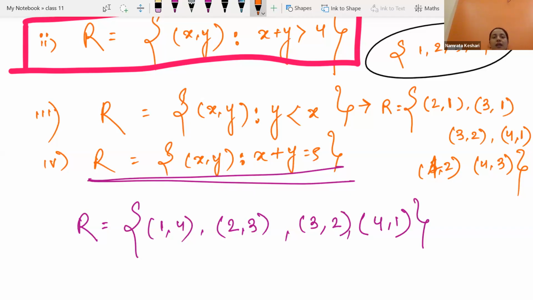Each and every element must have its image. 1 has the image, 2 has the image, 3 has the image, and 4 has the image. Yes, the first rule is getting validated. Now the second rule, without drawing the arrow diagram.